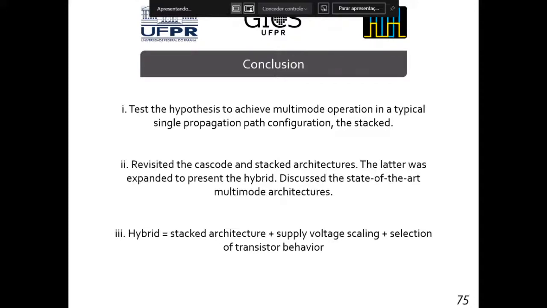This work aimed to test the hypothesis that the stacked topology is capable of achieving multimode operation. It revisited the cascode and the stacked topologies to present the hybrid configuration. In summary, the hybrid is the stacked topology with supply voltage scaling and the selection of the transistor behavior.